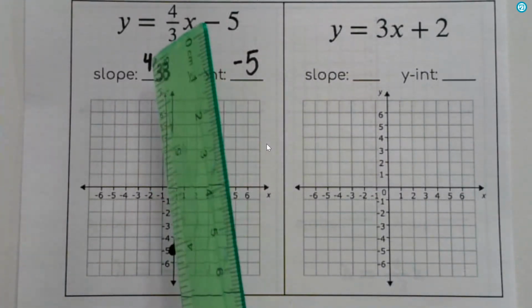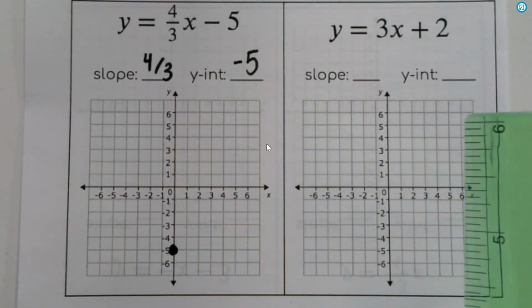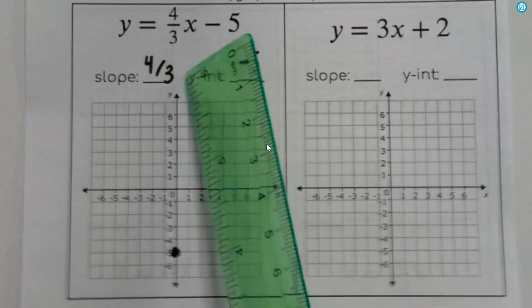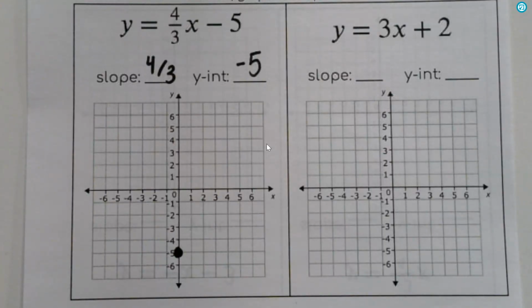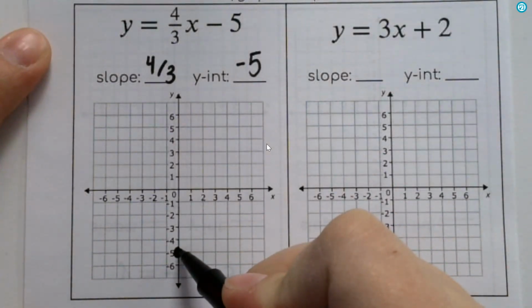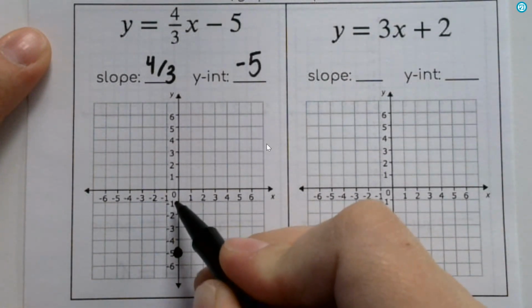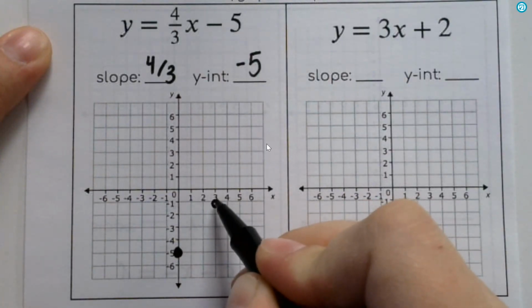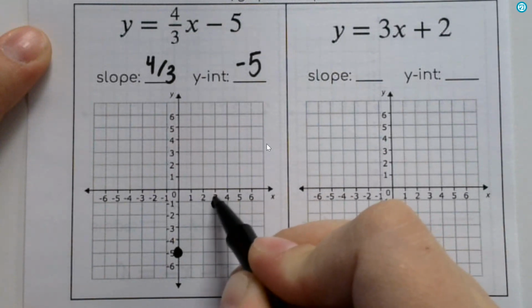From there, we graph our slope. Our slope is 4/3. Slopes are rise over run to the right. So that means we're going to go up 4, and then we're going to go to the right 3. So we go back to our starting point. We go up 4, 1, 2, 3, 4. We go to the right 3, and we put a dot.